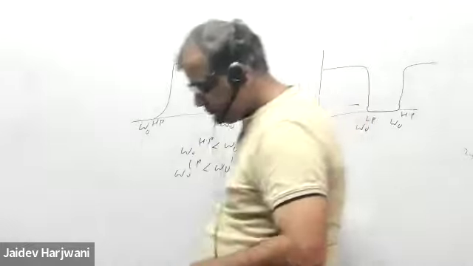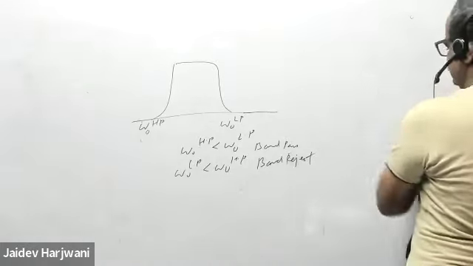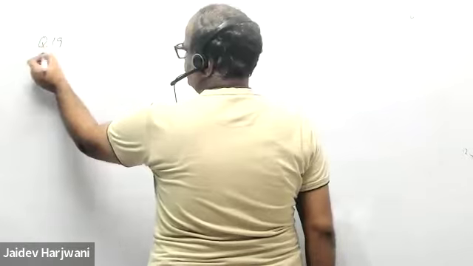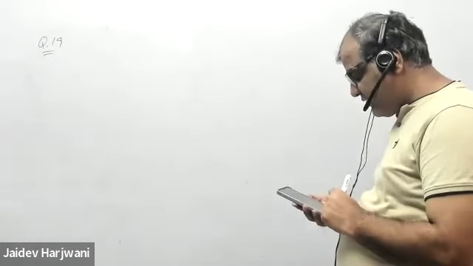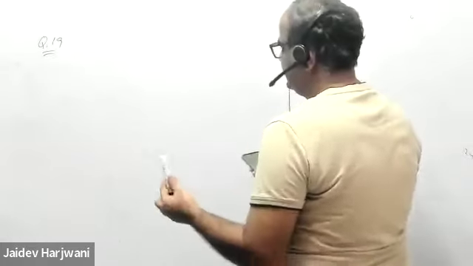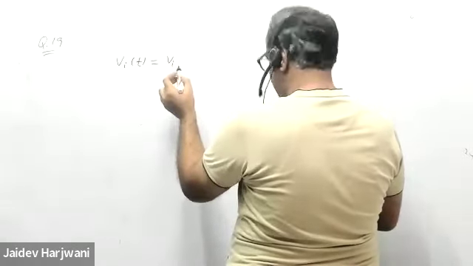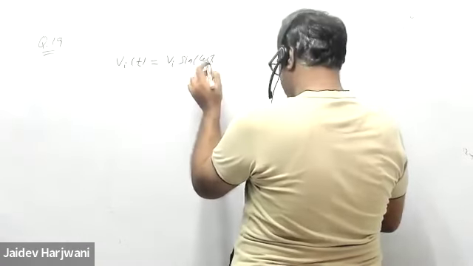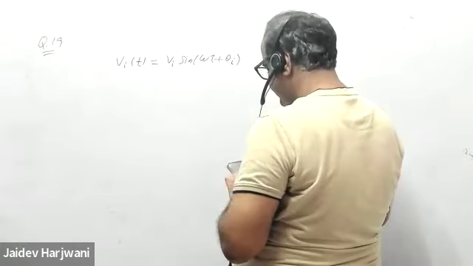Question number 19. Okay, we'll do question number 19 now. It says the input to a lock-in amplifier has the form V_i(t) = V_i sine(omega t plus theta i). The amplitude, frequency and phase of the input are given. This is the input signal.